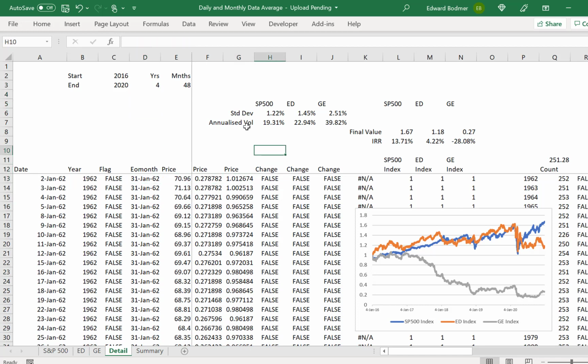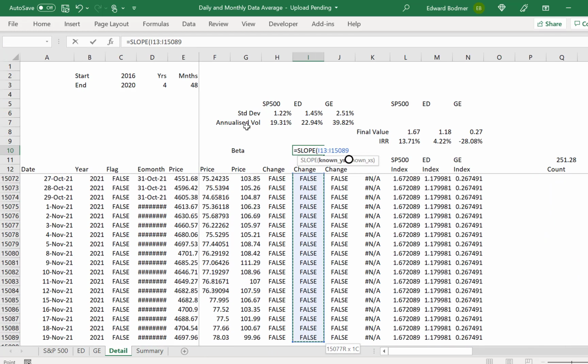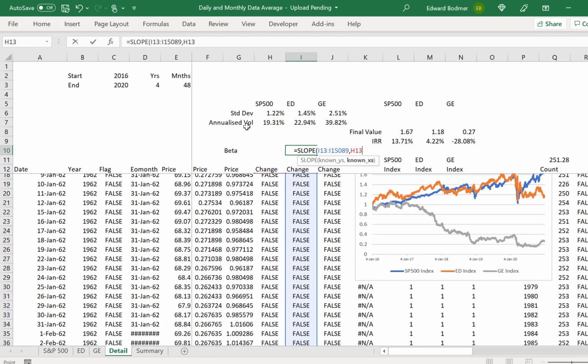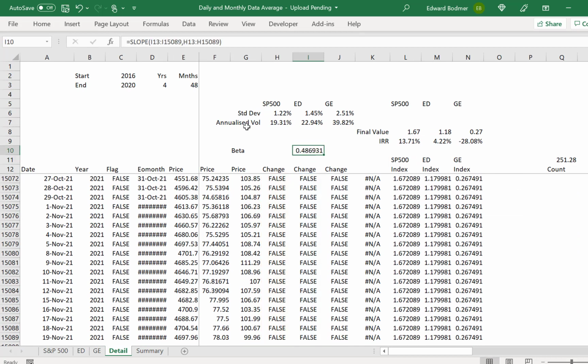And then if we want to get the beta, well, we're not going to get the beta of the S&P 500 because we'd get it on itself. All we do is put in the slope, and we get the slope of the known y's, which is our stock, and the known x's, and then we get a 0.48 beta. And for GE, it's a lower beta. It shows you how much they know given what happened to the risk.